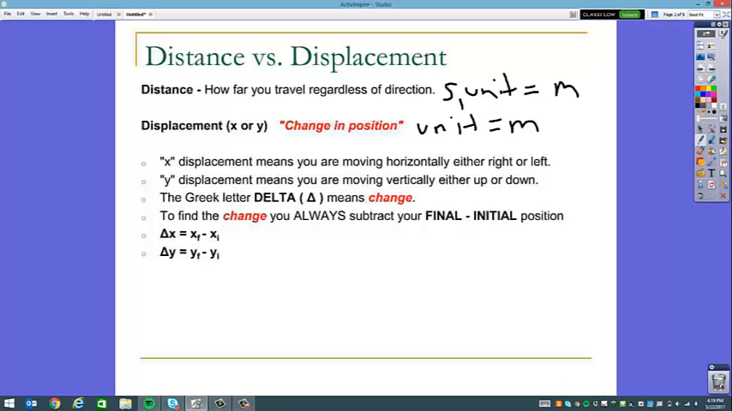You're going to see delta a lot: delta V, delta F, delta T. Anytime you see change, change always means final minus initial. So delta X means final X minus initial X. Delta Y is final Y minus initial Y. The key thing about displacement is that you have to worry about the direction. So left is negative, west is negative, south is negative, down would be negative, and we keep all of that in accordance with your normal XY graph, your normal coordinate plane that you're used to.